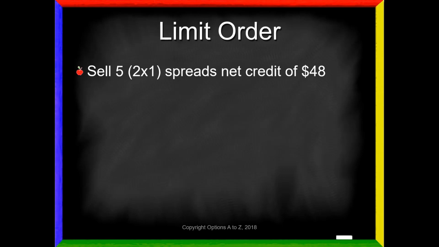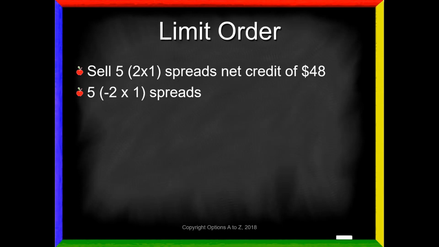Now, some of your platforms will show this as 5 negative 2-by-1 spreads. It's the same idea, just take 5 times your negative 2, that's minus 10. In other words, you're selling 10. 5 times 1 is 5. Those are your long 5 contracts you're buying.